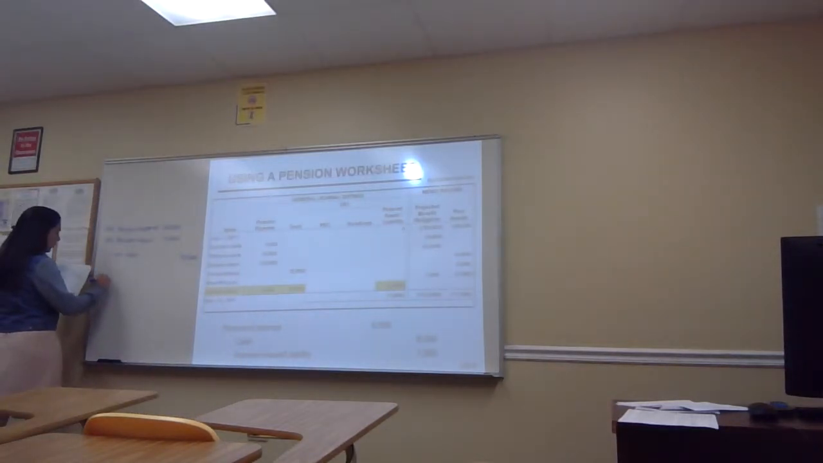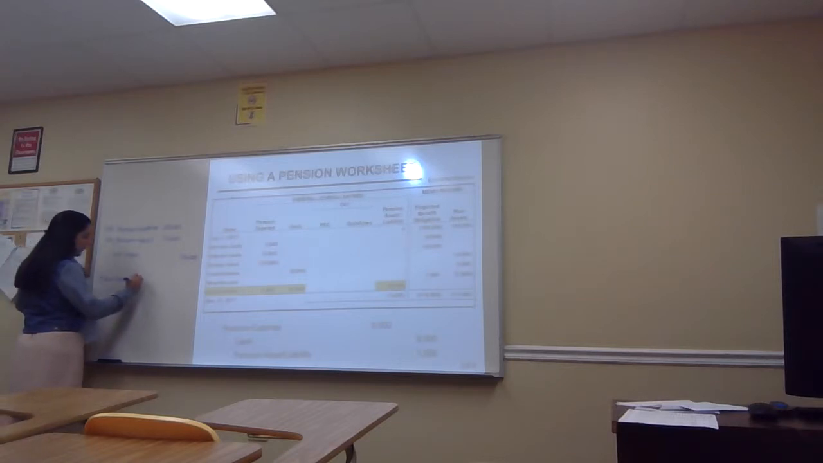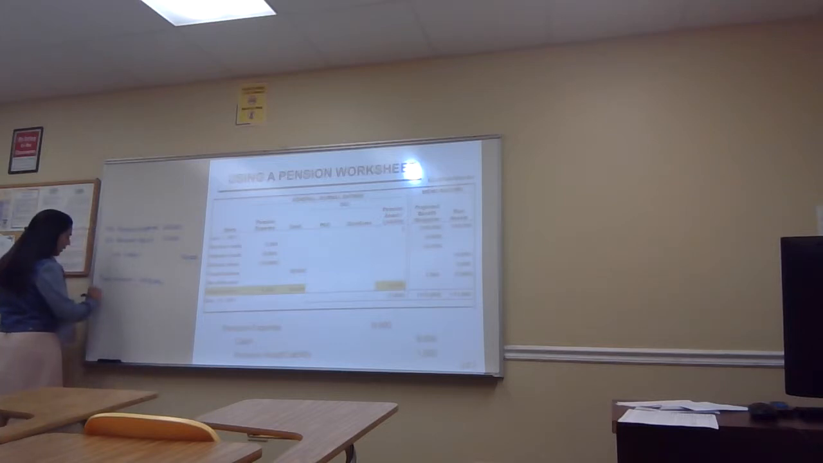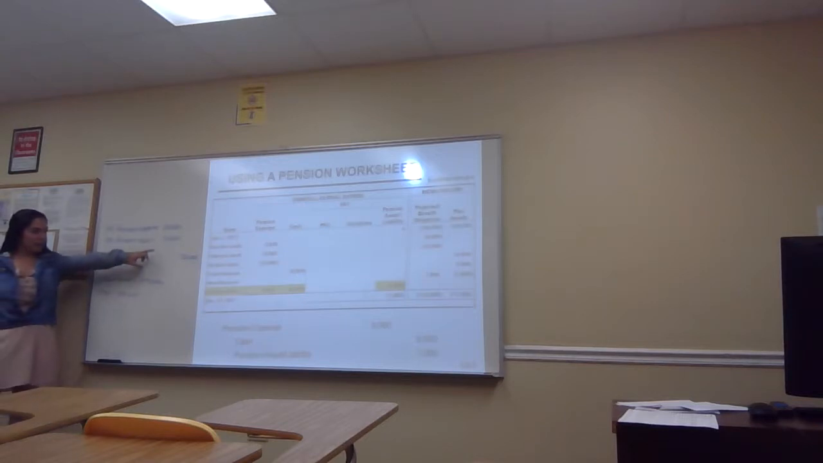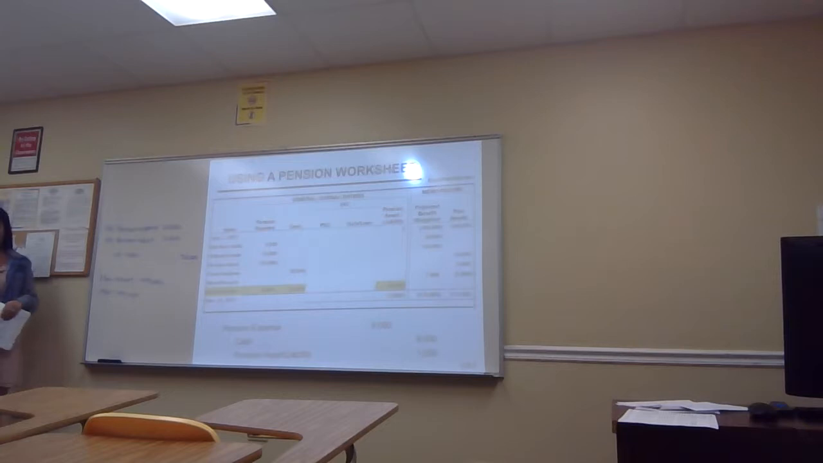Again, the way we check it with the memo is your plan asset was 495,000 and your projected benefit obligation was 491,500. We had more money than what we needed in the future, so it's an asset, and the difference is your 3,500.